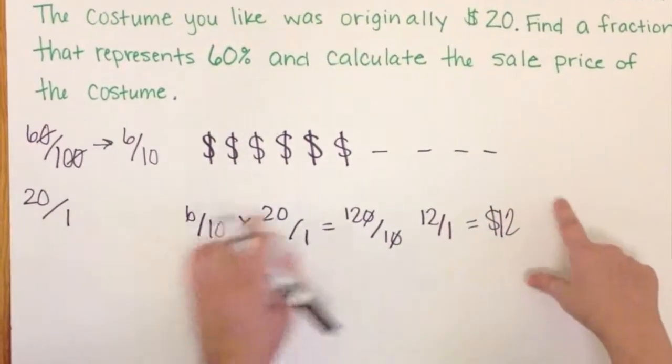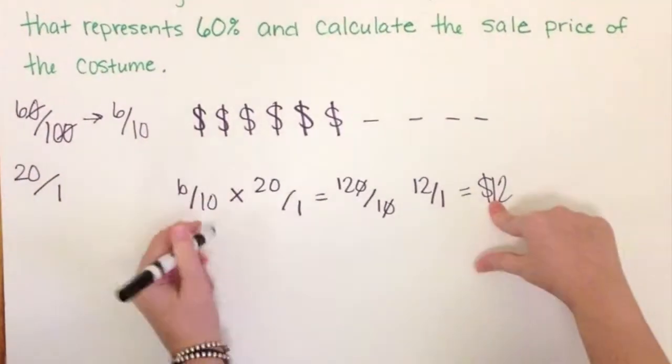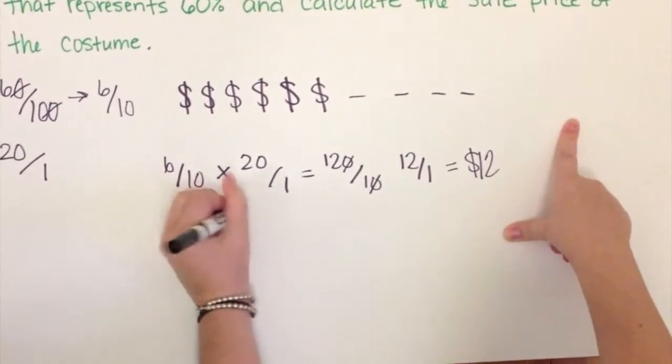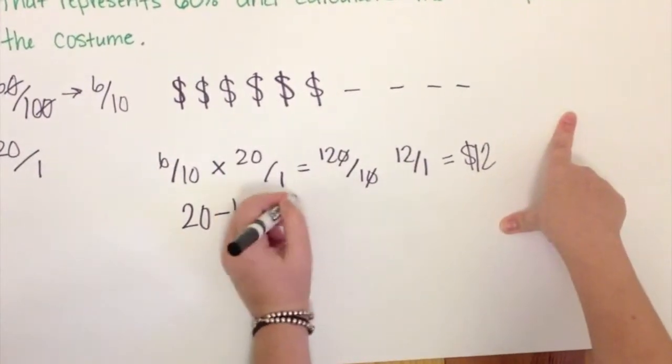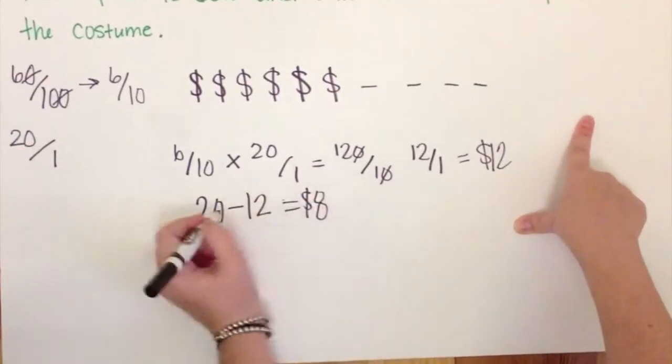And we want to find the sale price of the costume. So we need to do 20 minus $12, and that gives us $8 as the sale price of the costume.